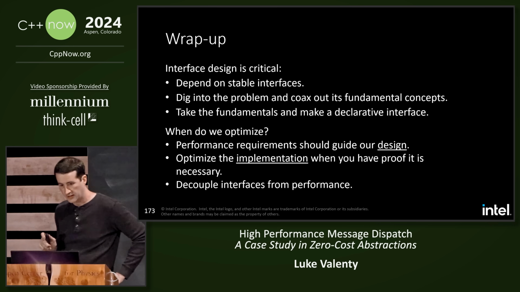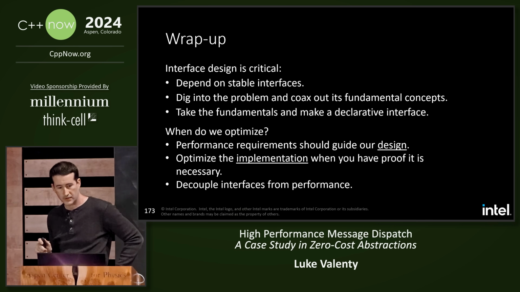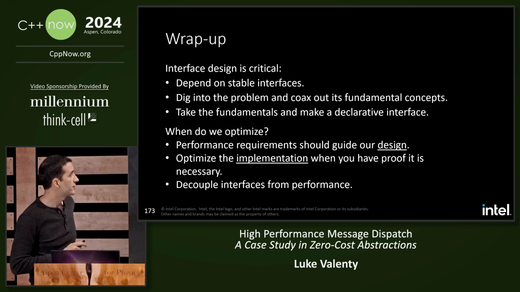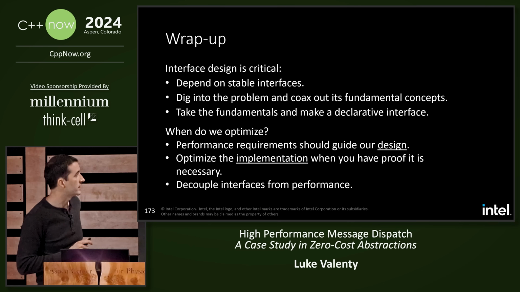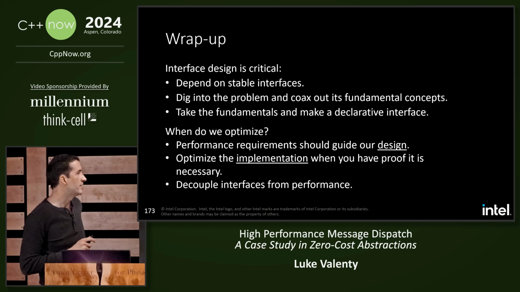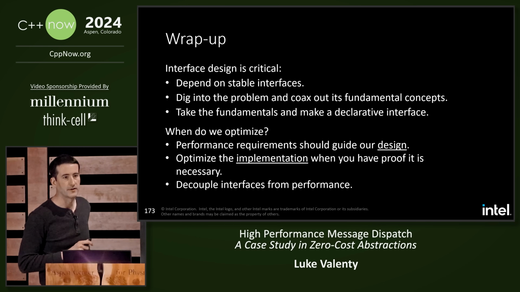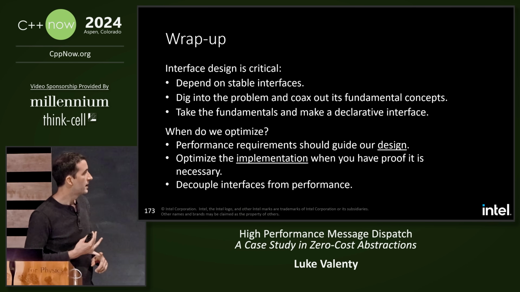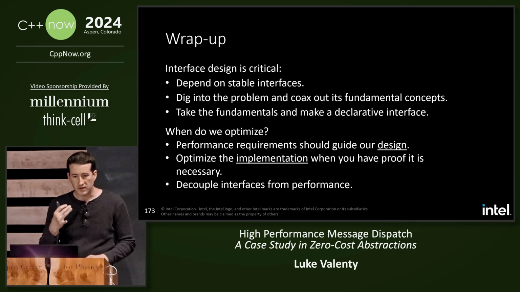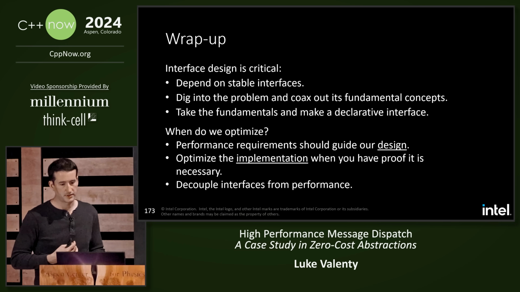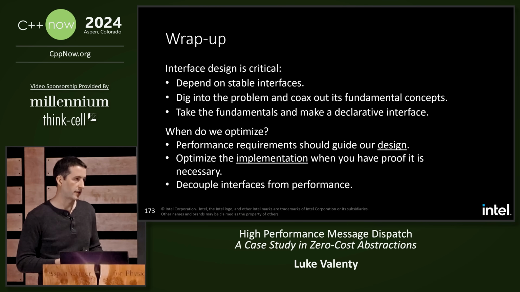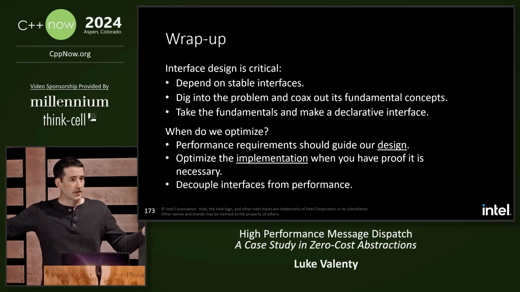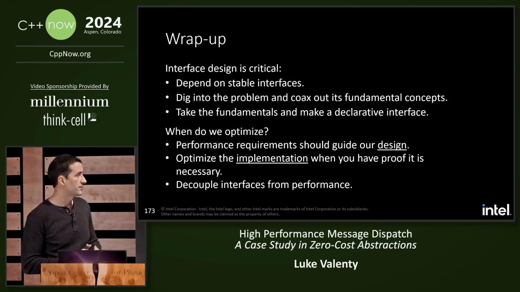Some lessons learned. There are some things that we should be afraid of and things we shouldn't be afraid of. You shouldn't be afraid of change. You shouldn't be afraid of fixing things and improving things. You should be a little afraid of having the wrong interface, a healthy fear of making the wrong interface. So let's create good interfaces, depend on them, and coax out the fundamental concepts. What are the first principles? Then take those fundamentals and make them into a declarative interface that just describes what you want. Then your implementation on the other side of that is free to do many different things.